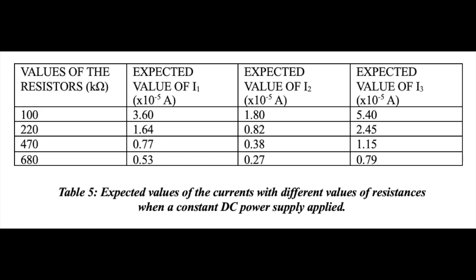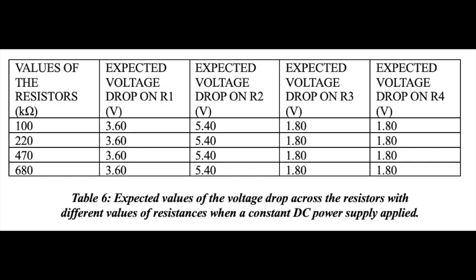Then these calculations are done for all resistance values, and the current values and voltage drops are reached. The results of the calculations are in the table here. As you can see, these are the expected values of the currents with different values of resistances. And this is the table of the expected values of the voltage drop across the resistors with different values of resistances.